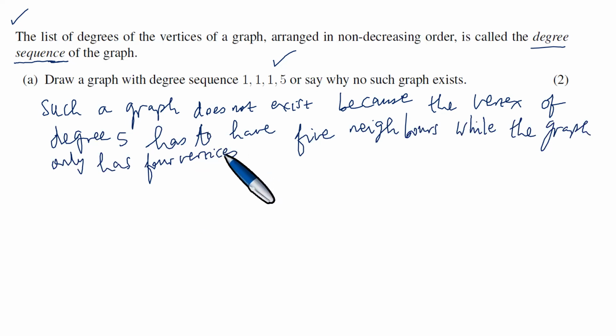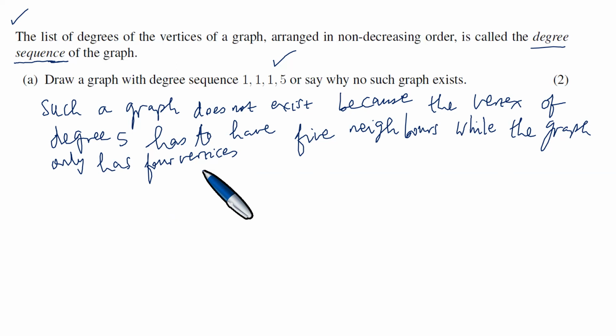If you are supposed to draw a graph with this degree sequence, we see that such a graph does not exist. Why? Because the vertex of degree 5 has to have five neighbors, while the graph only has four vertices. Okay, so that is the point. This graph cannot exist at all, but it is very interesting. It's a very, very good example.